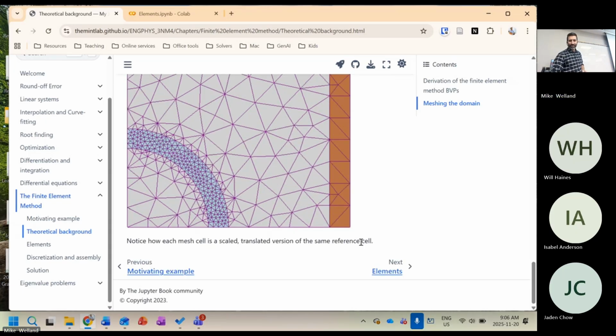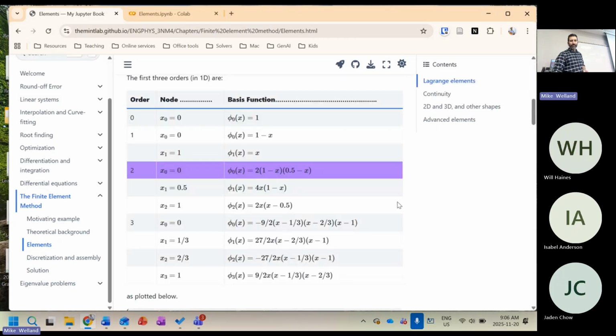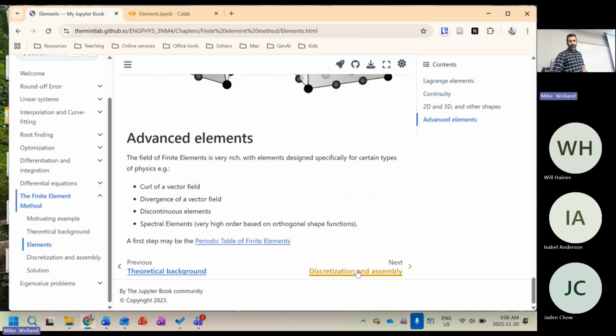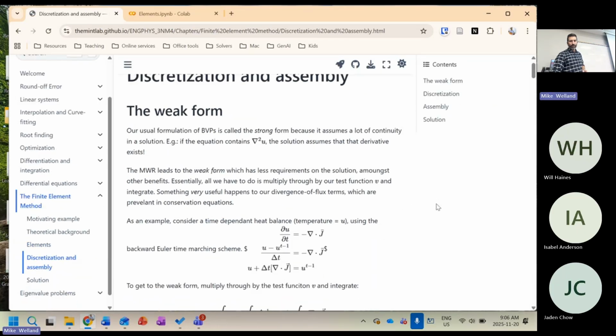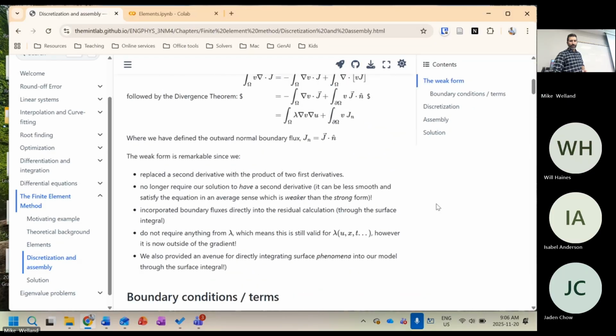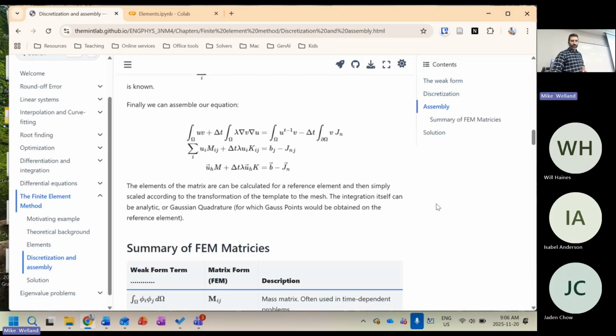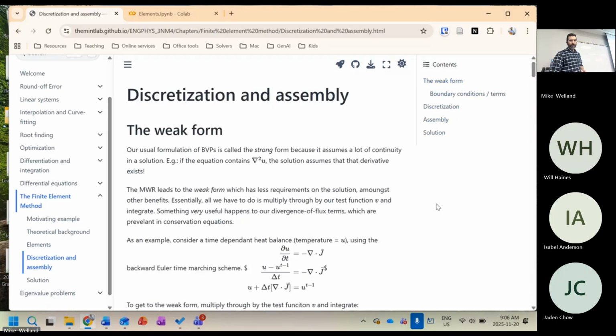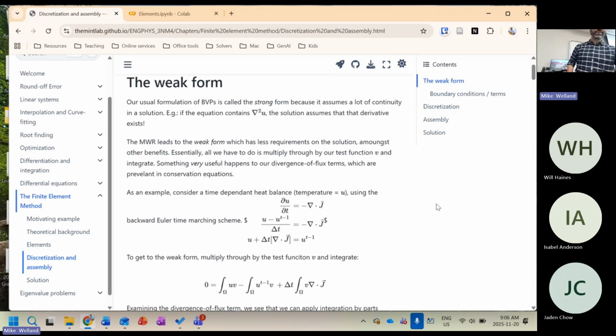Okay. How much time do we have left? 15 minutes. Okay. Should we do some nasty math? Yeah. All right. Let's talk about the weak form.